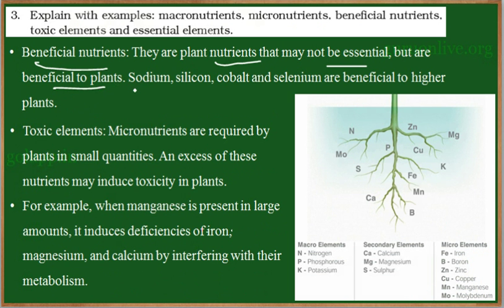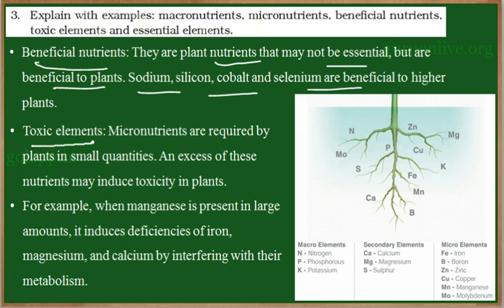Essential nutrients are those which are involved in the metabolic and physiological reactions. Beneficial nutrients are not necessarily involved in the metabolic or physiological reactions. But if these ions are present inside, they can be an added advantage for plant growth and development. Such nutrients are called beneficial nutrients. Examples are sodium, silicon, cobalt, selenium. These are beneficial to the plants.